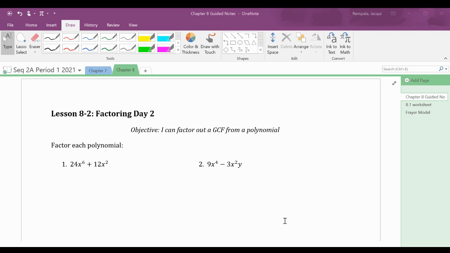Today we're going to look at lesson 8.2, more with factoring. So today our objective is we're going to factor out a GCF from a polynomial. GCFs are something that we should start to be familiar with. We looked at them in our last lesson.